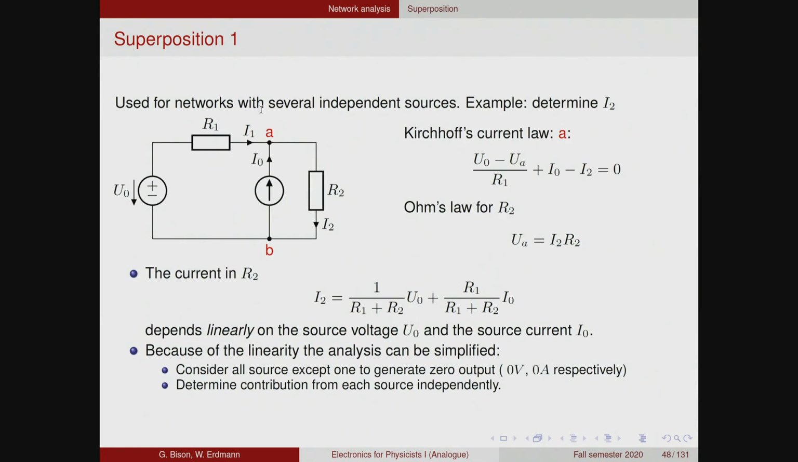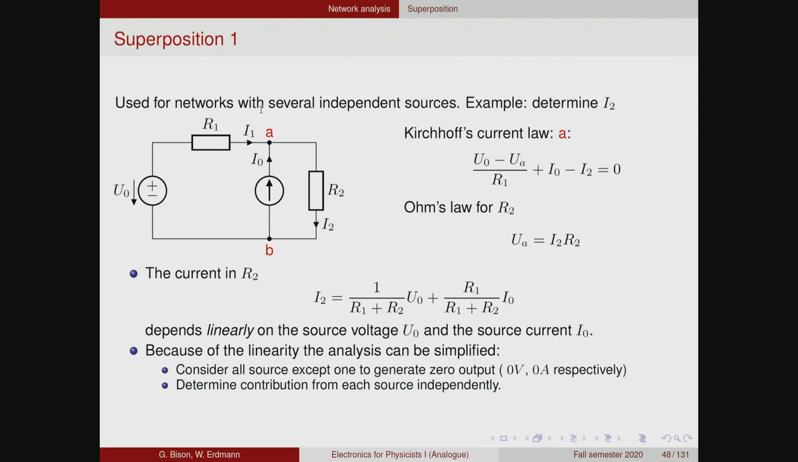Okay, there's one more way to do circuit analysis, and this is the superposition method. It's useful in cases when you have more than one source, because the superposition method basically says everything is linear in our network consisting of linear components and sources. And in this case, we can regard the contributions of the different sources independently. So let's take this example. We have a voltage source, we have a current source, and two resistors, and we are interested to calculate the current that flows through resistor number 2.